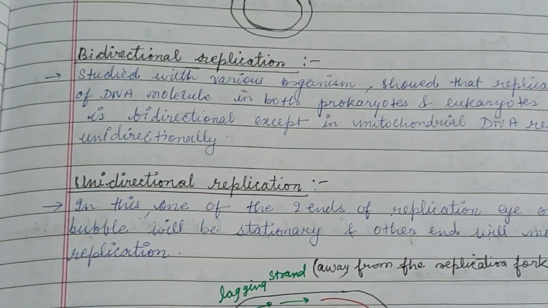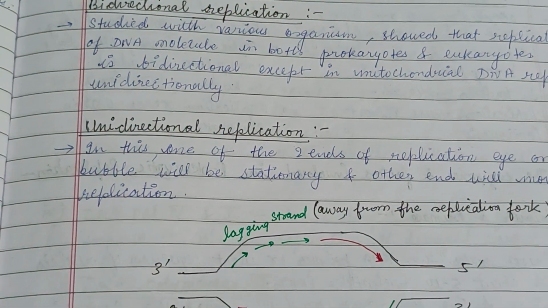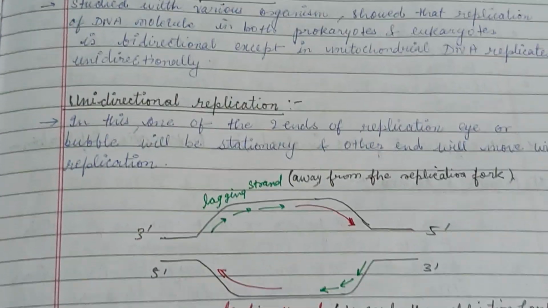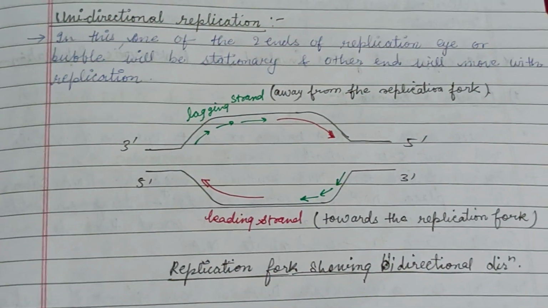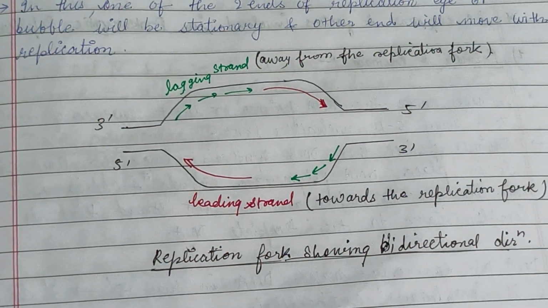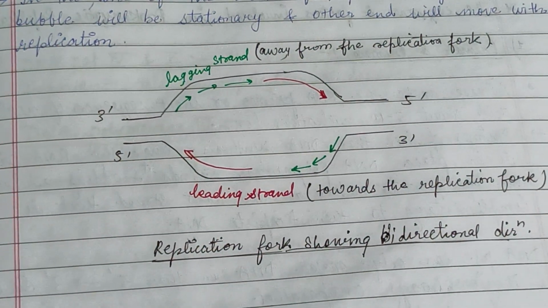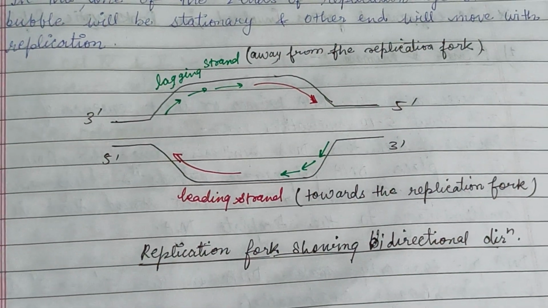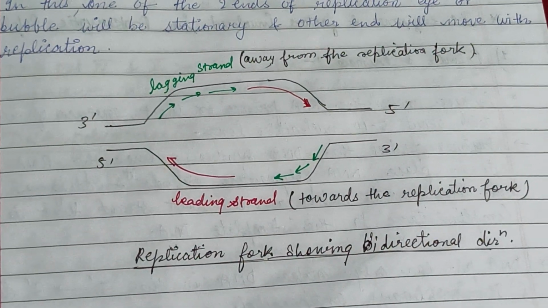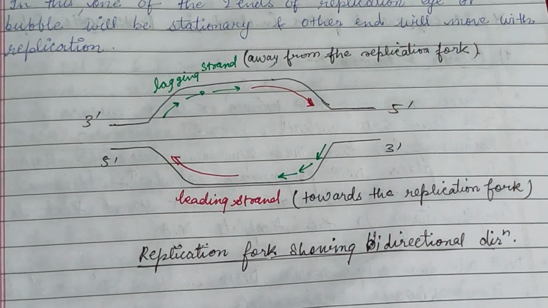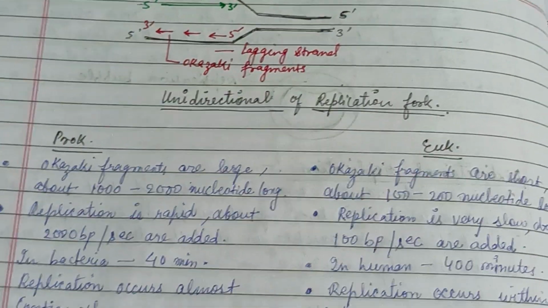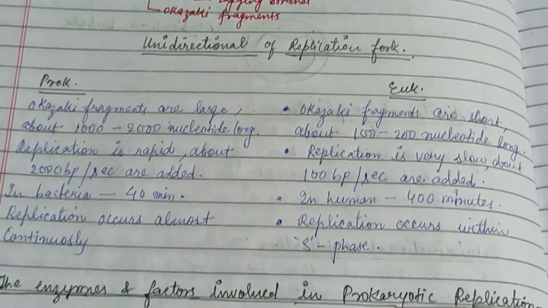Bidirectional replication and unidirectional replication are the two methods by which the DNA will replicate. In this figure, there are two strands, the lagging strand and the leading strand. The leading strand is continuous, while the lagging strand has short stretches which are away from the replication fork, and the leading strand moves towards the replication fork. These short stretches of the lagging strand are called Okazaki fragments. So, unidirectional replication fork.